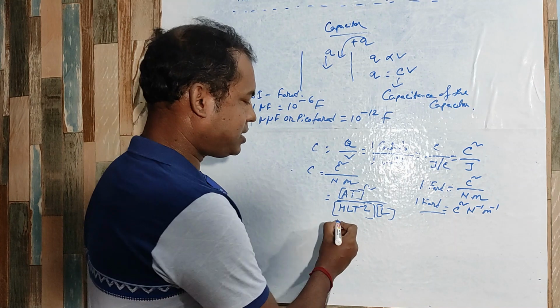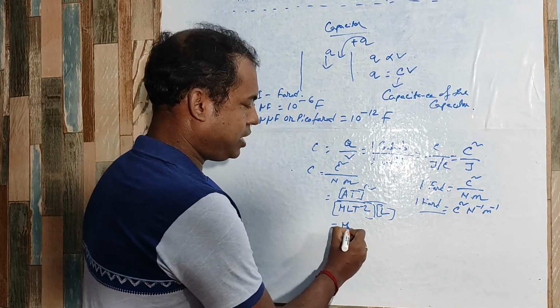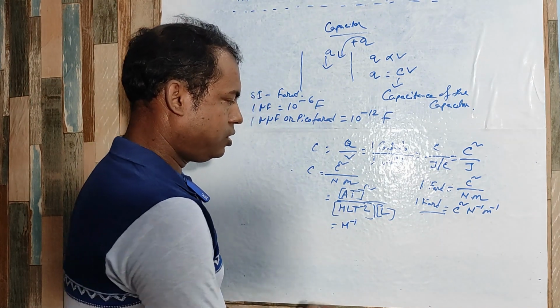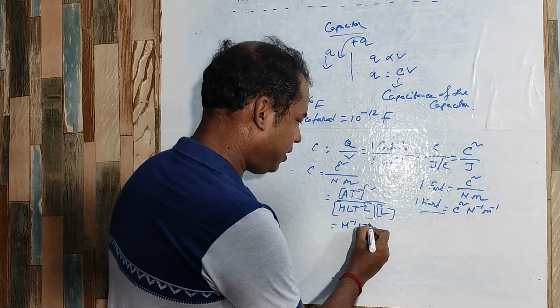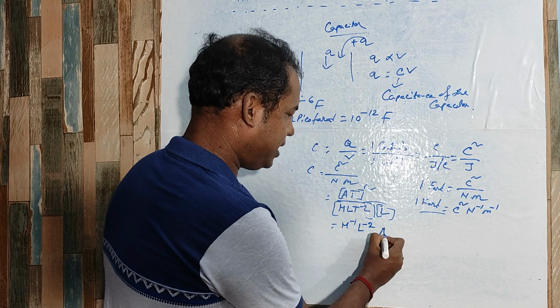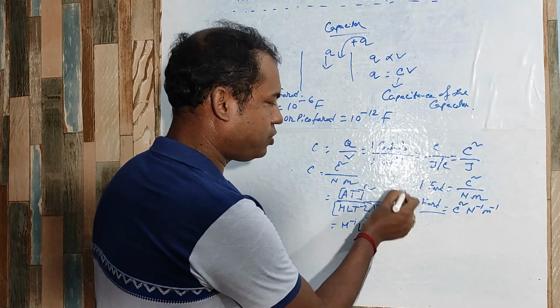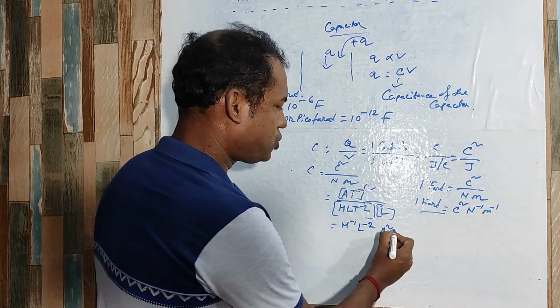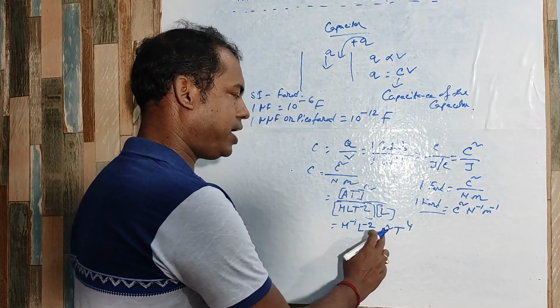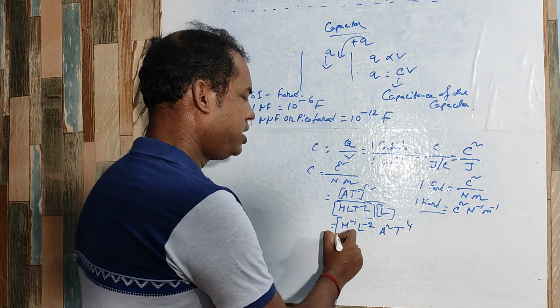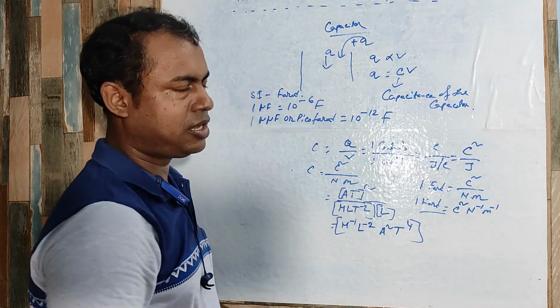Just check it out. There is M in the denominator, moving upward it becomes M to the power minus 1. L into L is L square, so L to the power minus 2 in the denominator. A square, with T square times T square in the numerator, gives T to the power 4. So it is M to the power minus 1, L to the power minus 2, A square, T to the power 4. This is the dimension of capacitance.